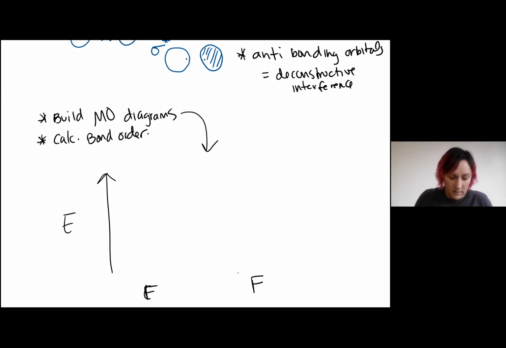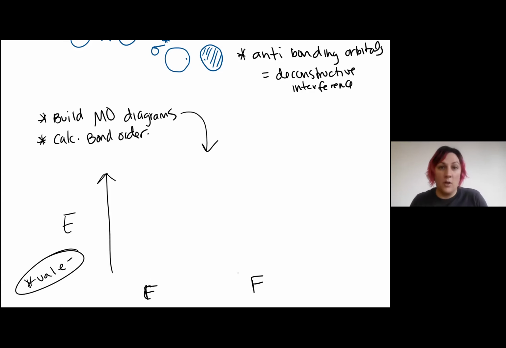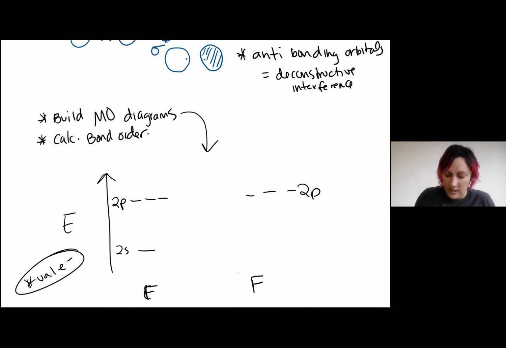And so you're always going to be looking at the valence electrons, and not the core electrons, just because they're all going to pair up, and it's just going to be a waste of time. So we have 2s and we have 2p for each fluorine atom if we're going to make F2. And so they're each going to have 7 valence electrons.